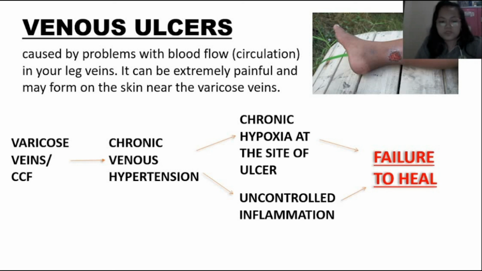This chronic venous hypertension further leads to chronic hypoxia at the site of ulcer, and it could also have uncontrolled inflammation at that site. So because of the two factors, there will be failure to heal, and that will result in the formation of venous ulcer.